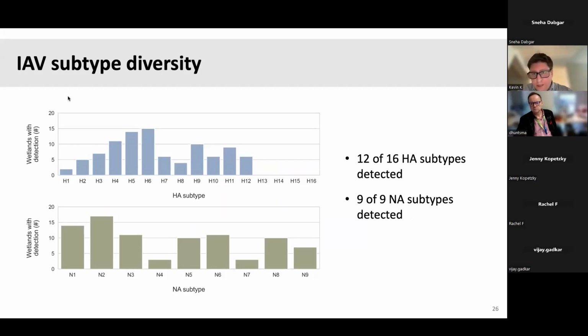Now, this bar plot here shows the number of wetlands in which we detected each HA and NA subtype. And basically it shows that we detected a lot of flu subtype diversity. We detected 12 of the 16 HA subtypes, and we detected all 9 of the NA subtypes. So these results really supported that notion that the sediment is this archive of diverse, locally circulating influenza viruses, and a great place to go for surveillance.